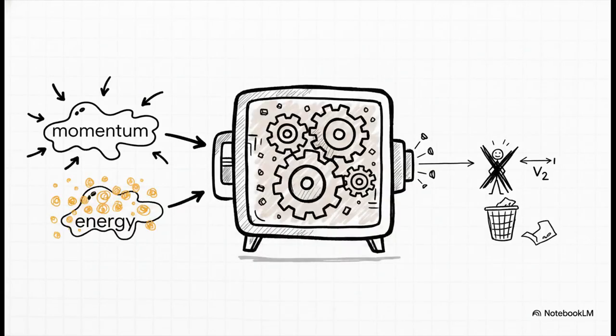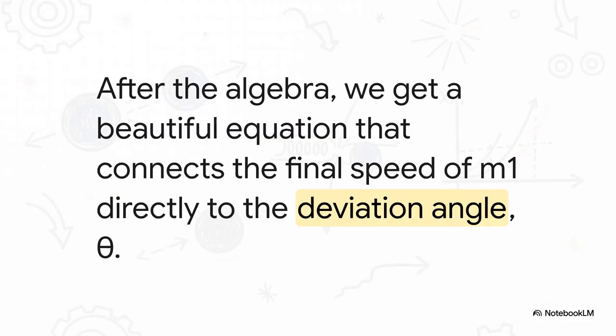So, it's time to do a little algebra. We're going to take our two big equations, momentum and energy, and mash them together. The main goal here is to get rid of the final velocity of the second particle, because honestly, we don't care about it. It takes a little bit of rearranging and squaring, but what comes out the other side is exactly what we need. And after the dust from the algebra settles, we're left with this gem.